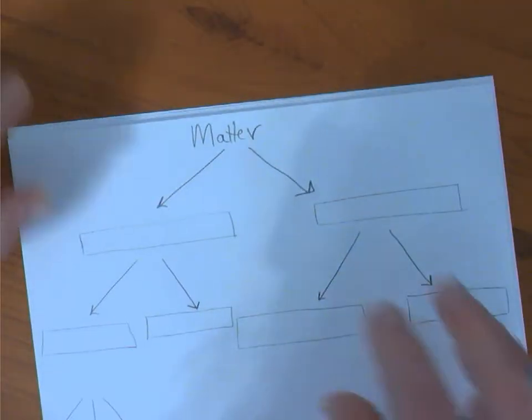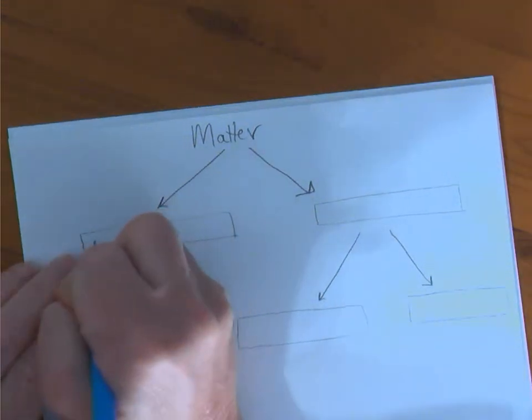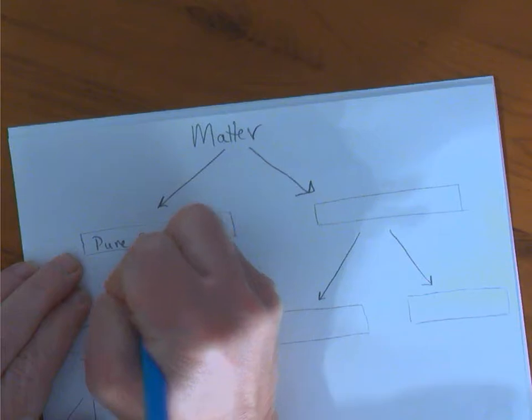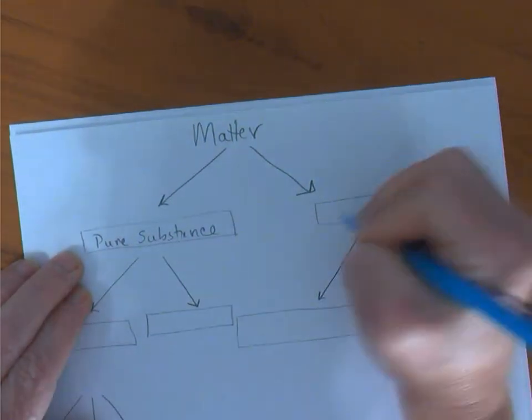So if we would assemble things from around the classroom or from around your desk or things from your backpack, what kind of category would those things fit in? Well, the first most basic breakdown of matter is any sample that you can come up with is either a pure substance or a mixture.